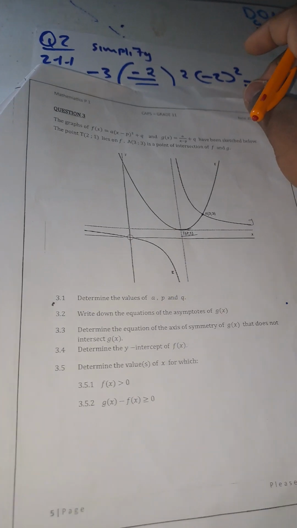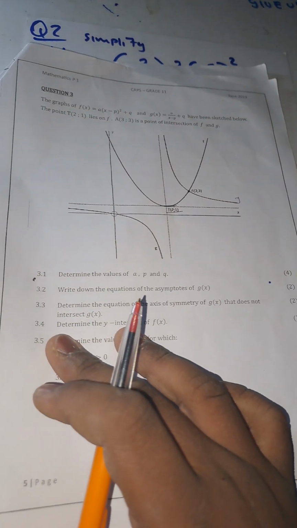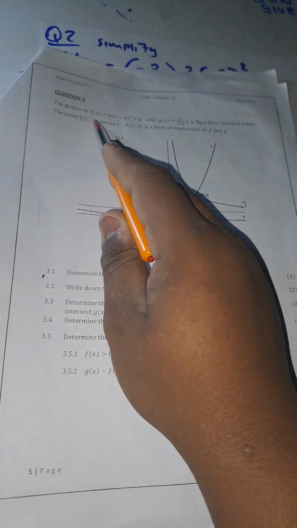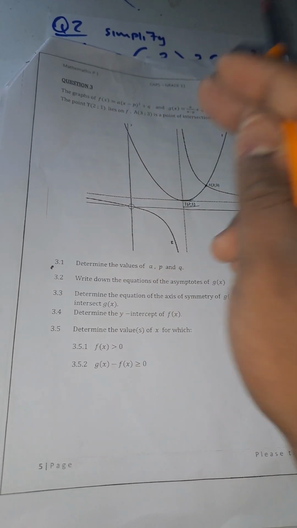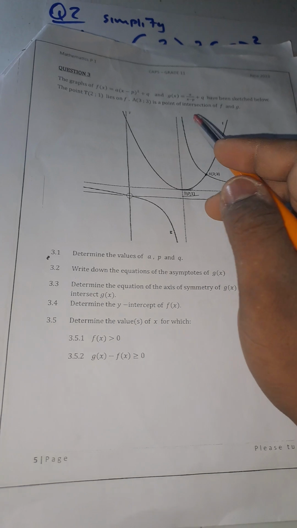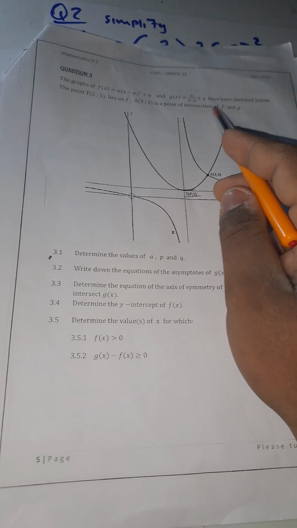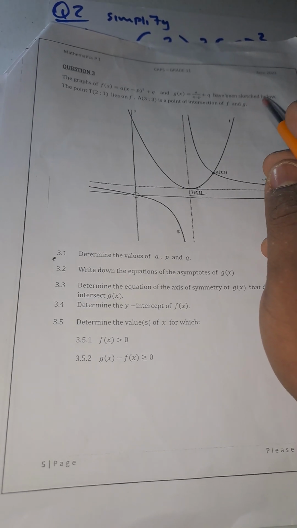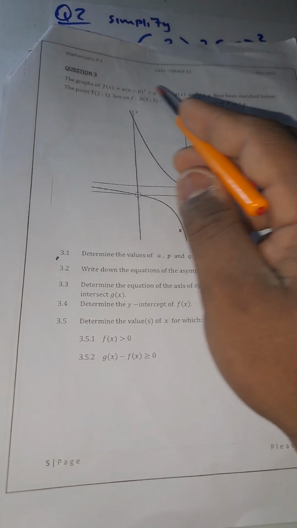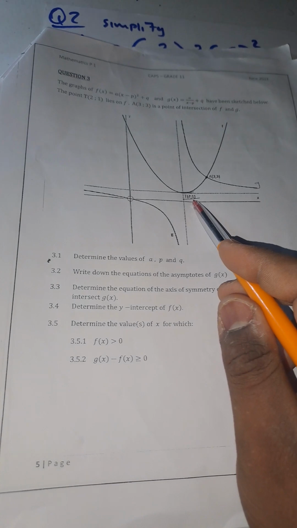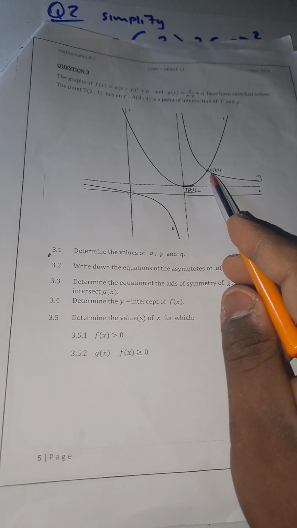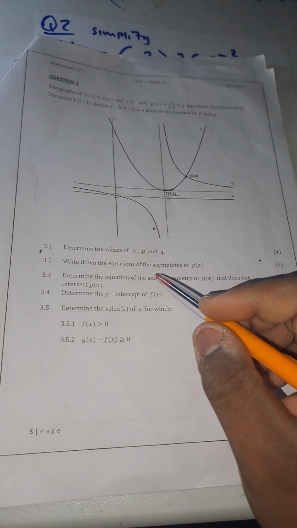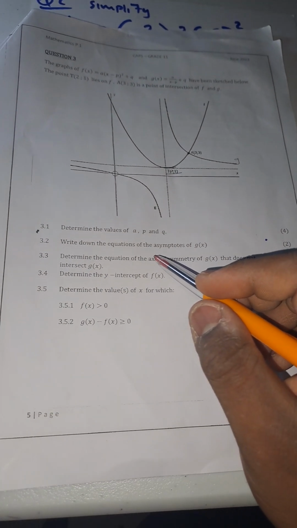Question 3. It is the graph. Before we start, let's interpret it. The graph of f of x is a over x minus p squared plus q. G of x, we don't have the equations. So now I have point T, which lies on f, and point A, which is the intersection. The first question says, determine the values of a, p, and q.